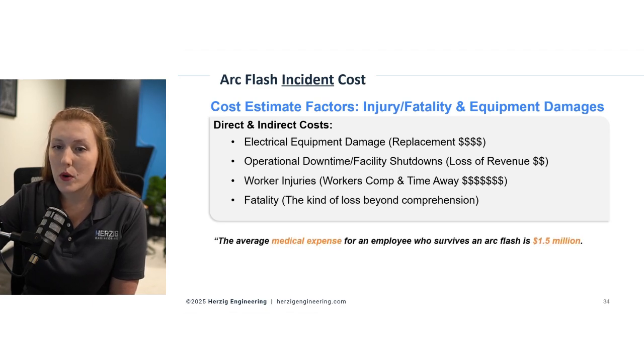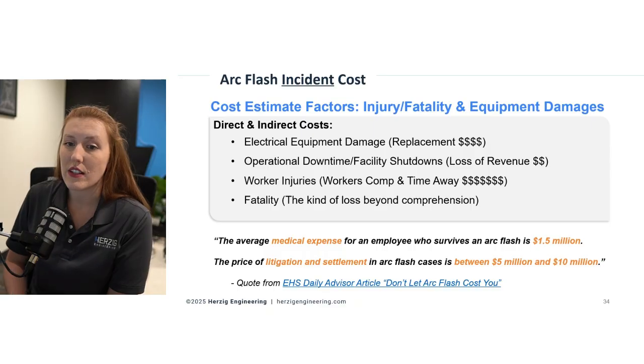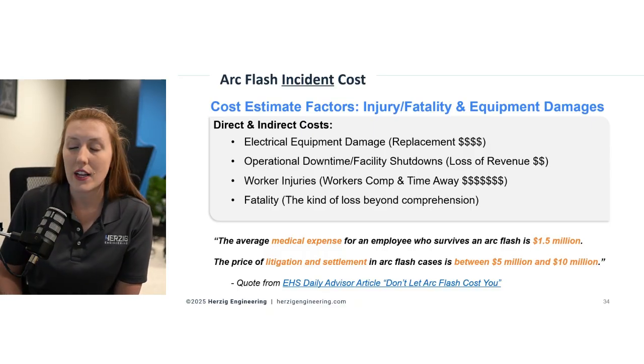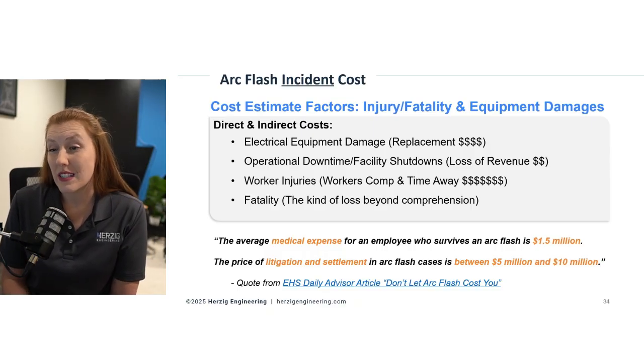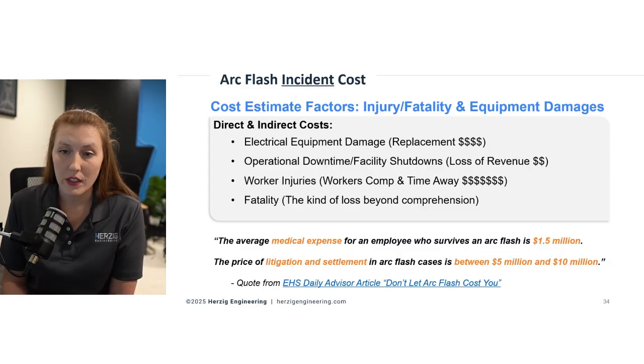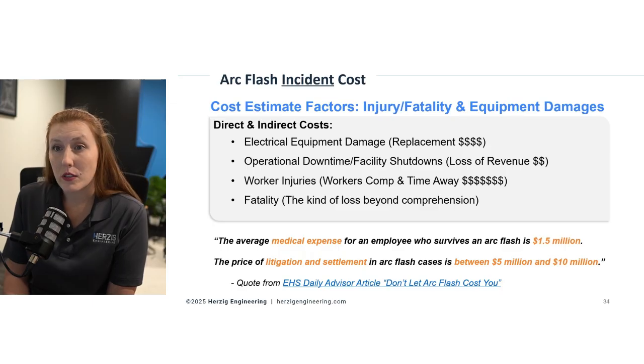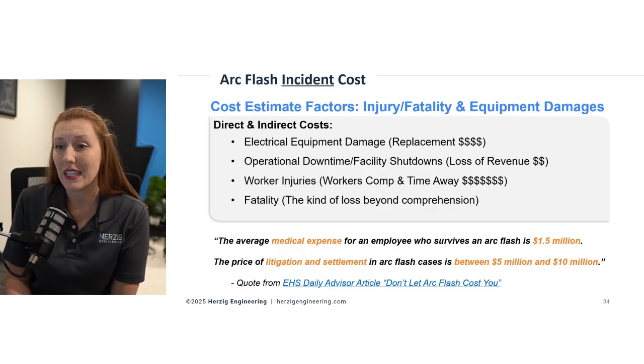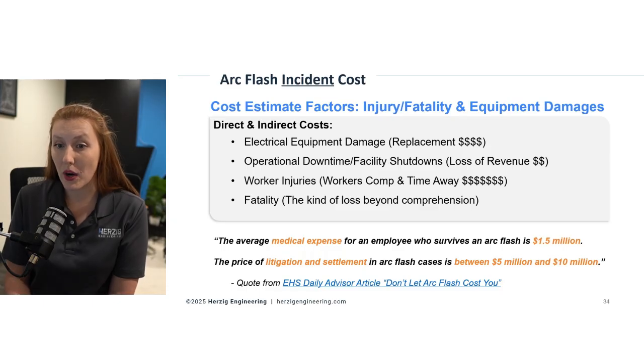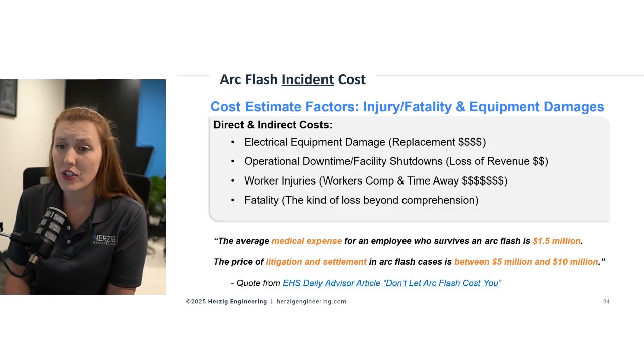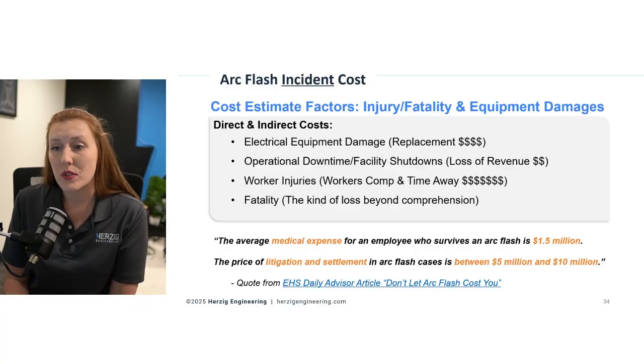There was a quote in an EHS Daily Advisor article called "Don't Let Arc Flash Cost You" that summarizes the cost pretty well of an arc flash incident if you're caught unprepared. The average medical expense for an employee who survives an arc flash is $1.5 million. The price of litigation and settlement in arc flash cases, she found to be between $5 and $10 million whenever looking back at the cases available to review.